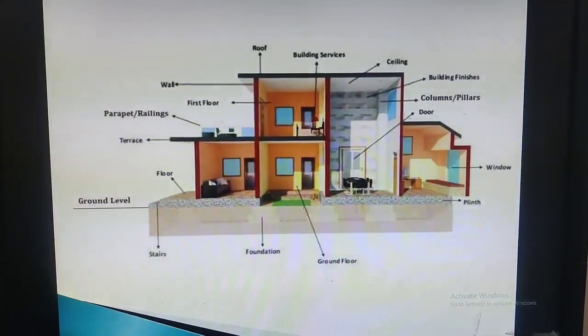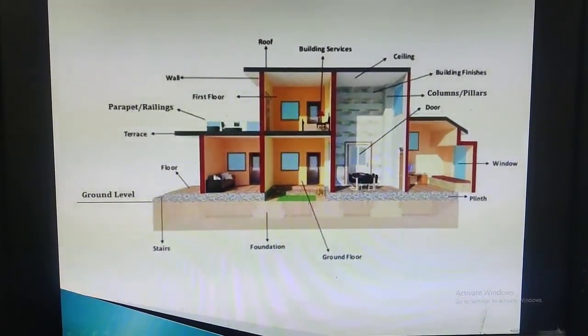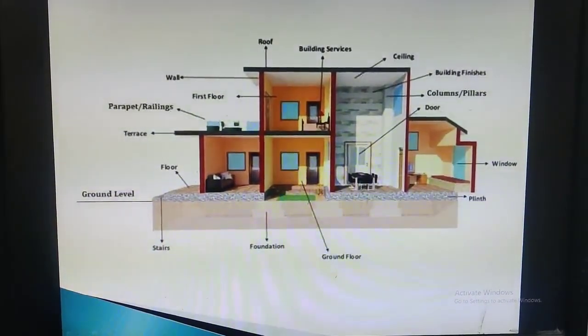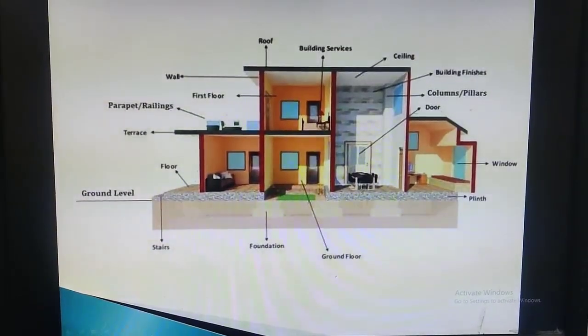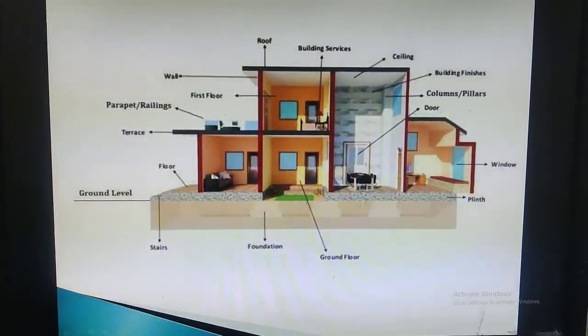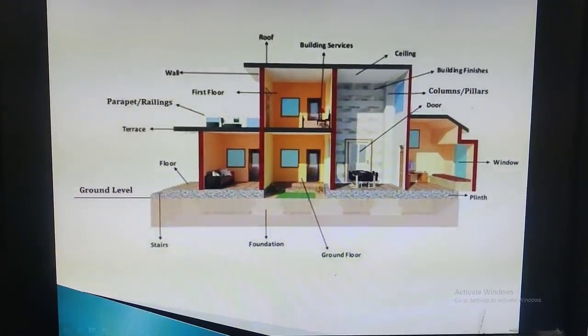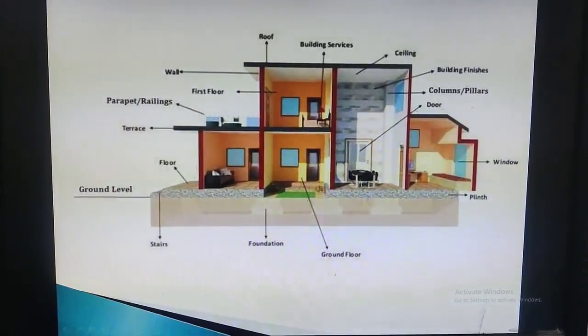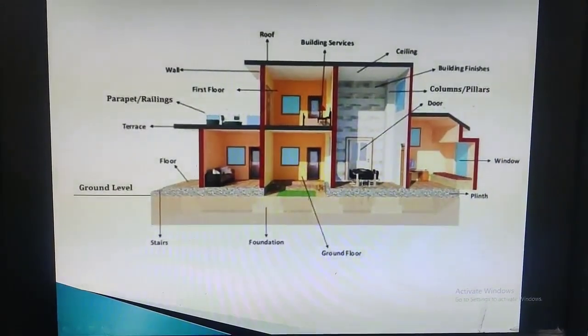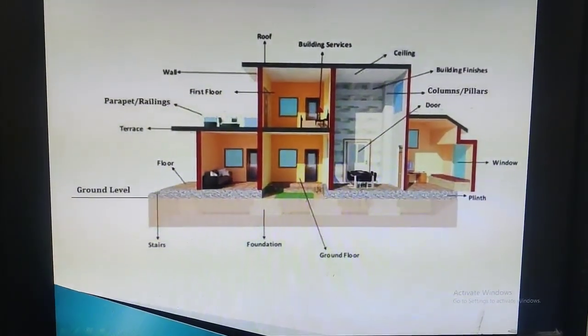So whatever part is above the ground level, here we can see the ground level. The components above the ground level are part of a superstructure, and the components which are below the ground level are part of the substructure. So foundation is the substructure, whereas walls, ceilings, doors, columns, pillars, parapet walls, terrace, first floor, ground floor, windows, doors are the examples of superstructure.